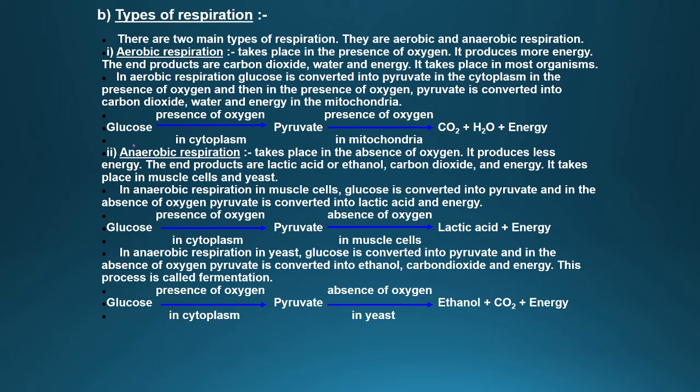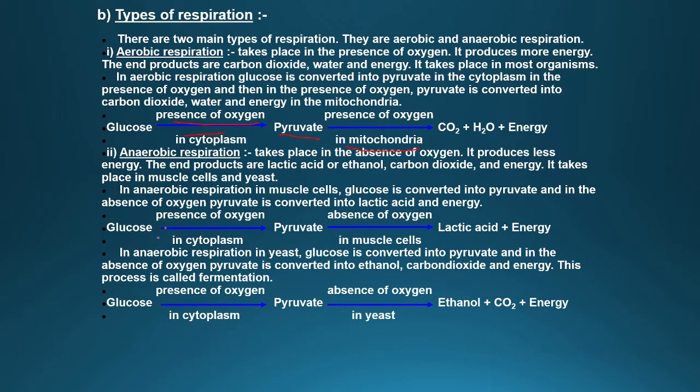First, glucose, in the presence of oxygen. I am talking about aerobic respiration in the cytoplasm. Imagine the cell: in the cytoplasm, in the presence of oxygen, glucose is converted into pyruvate, and in the presence of oxygen again, inside the mitochondria, it gives out carbon dioxide, which is CO2, plus H2O, which is water, plus energy. So guys, this is the equation for aerobic respiration.